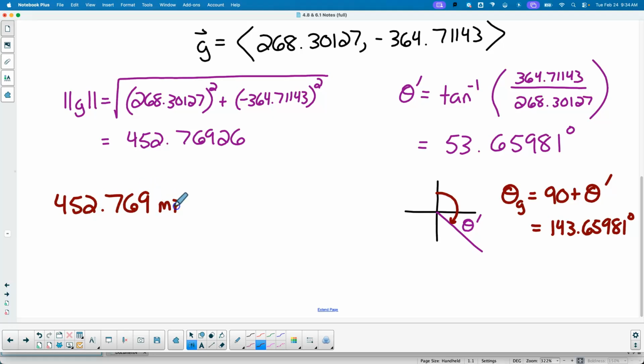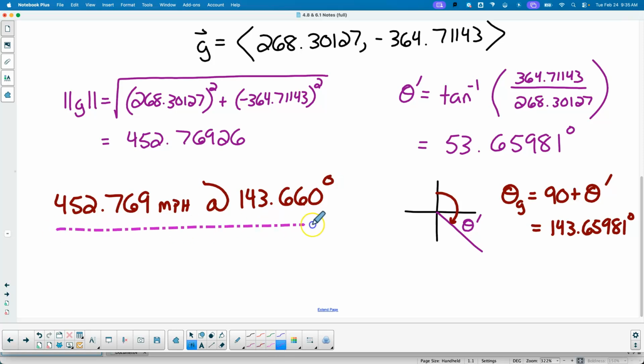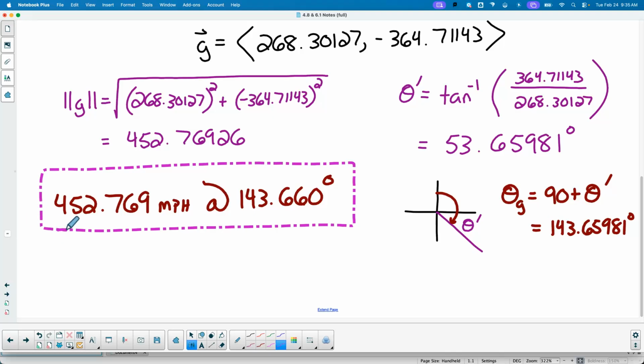So the true ground speed of the plane is 452.769 miles per hour, and it's traveling at a bearing of 143.660 degrees. Agree? Questions, comments, concerns, clarifications?